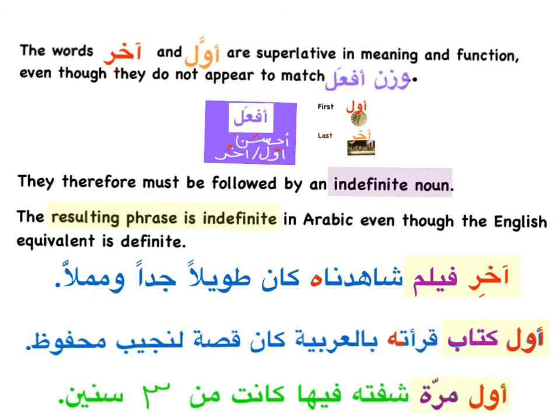Same for عامية. أول مرة شفته فيها كانت من 3 سنين. The first time I saw him was 3 years ago. The first time, definite in English, indefinite in Arabic. أول مرة, أول كتاب, آخر فيلم, all indefinite.